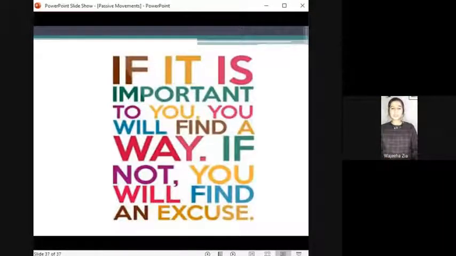Homegoing lesson, the quote of the day. If it is important to you, you will find a way. If not, you will find an excuse. So this is also applicable for our new learning system. If you really want to learn, if you really want to get education, you will definitely find a way to take your lectures. But if you are not interested, you have many excuses. Successful people always find ways. Hope you will also find a way and learn through this system.